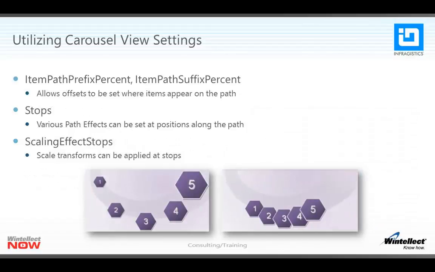A few more of the carousel view settings properties are item path prefix %, which sets an offset for where to start drawing items at the beginning of the path, and item path suffix %, which sets an offset where to end the drawing of items along the path. Stops specifies percentage positions along the path for rendering various path effects. Scaling effect stops are stops which specify where along the path an item should be scaled up or down.